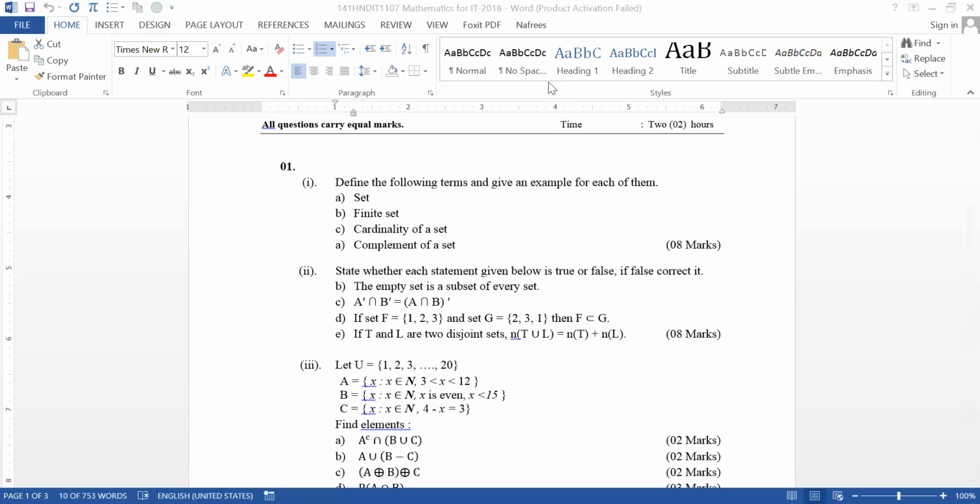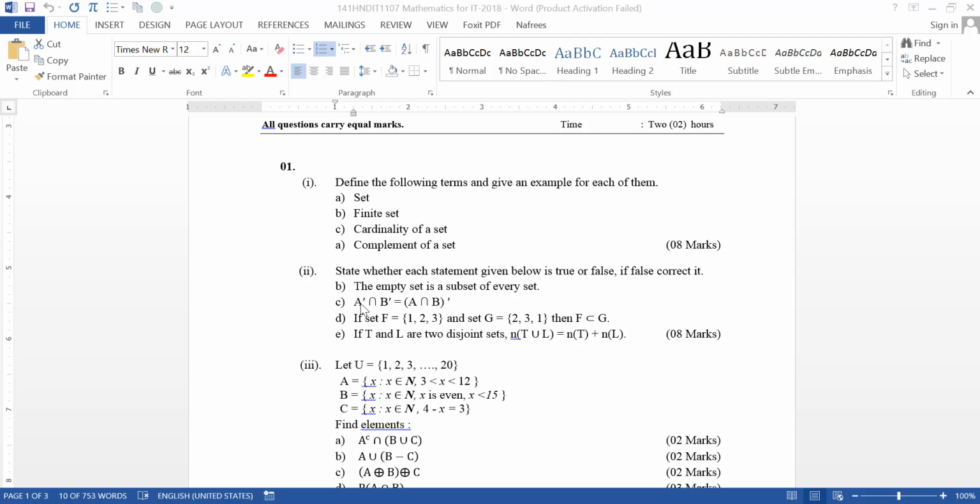Empty set is a subset of every set. Let's say, for example, you have 2 sets A and B, A having some elements, let's say 1, 2, 3, 4, and B having other elements, let's say 5, 6, 7, 8. Now they are saying the empty set is a subset of every set. In our case, the empty set is a subset of A, and the empty set is a subset of B. Is it true or false? Yes, the answer is true. You can refer to your notes.